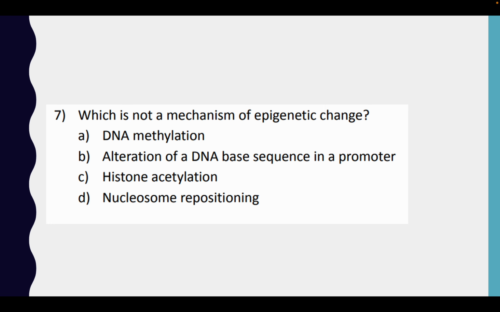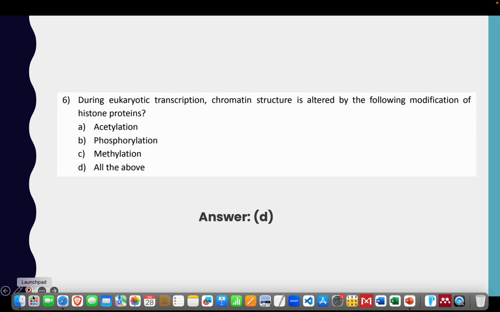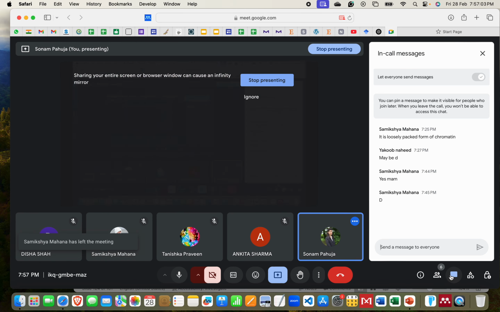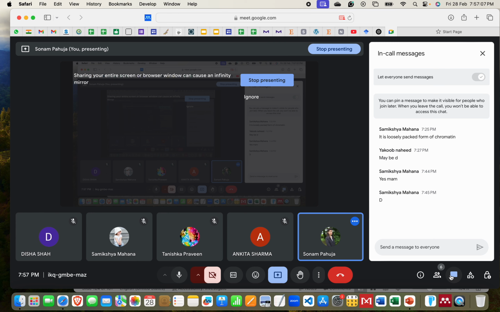Which is not a mechanism of epigenetic change? Anyone knows the answer? Anyone? What is epigenetic change?